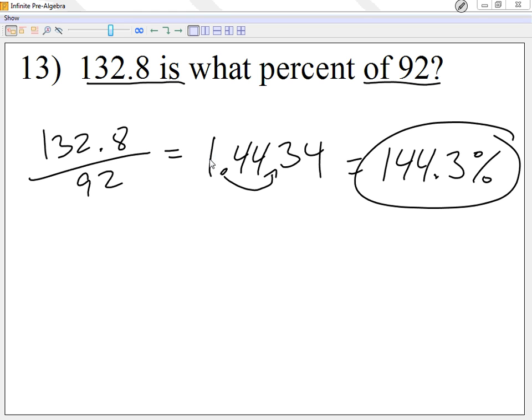All right. Any questions? No? We're good. Just remember on your fraction, the "is" goes on top, the "of" goes at the bottom.